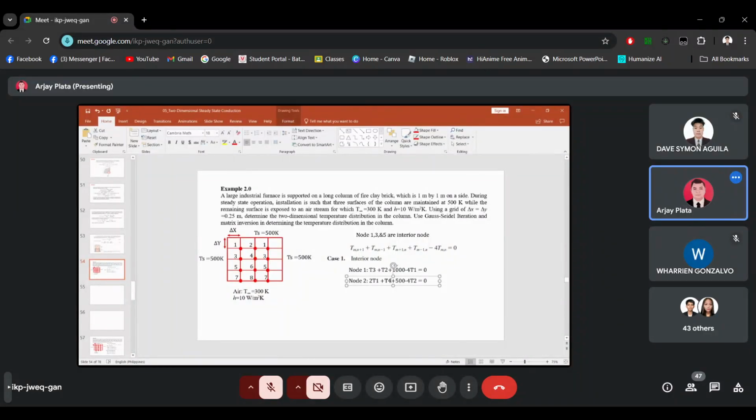So next, node 3. Node 3, so we have T1 plus T4 plus T5, so T1, T4, T5, plus 500, minus 4T3. So nodes 1, 3, 5, nodes 1 to 6 are interior nodes.